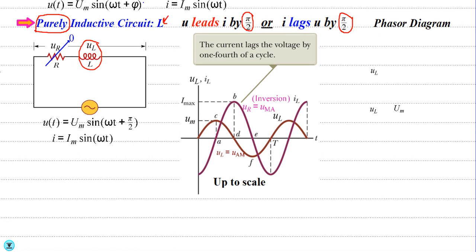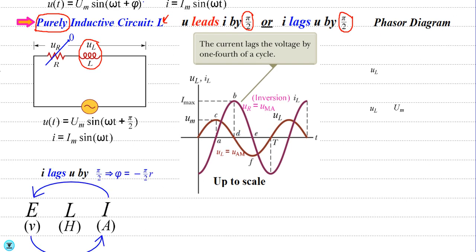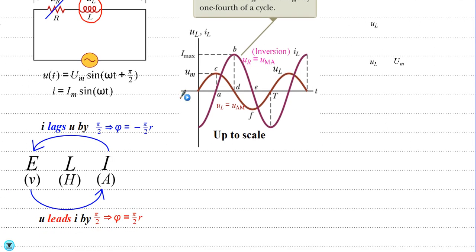In this case, we're gonna see something similar to what we have seen previously. Substitute phi by pi by 2 here. I lags U by pi by 2, so phi is negative. There is a misconception among students: I lags U by minus pi by 2. No. I lags U by pi by 2. This implies phi is equal to minus pi by 2. And U leads I by pi by 2, so phi is pi over 2 radians.